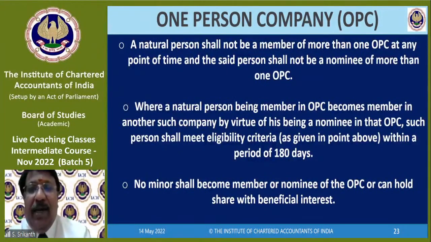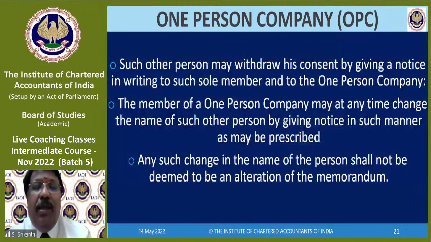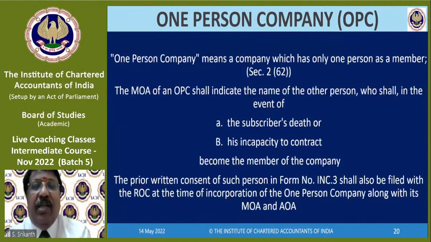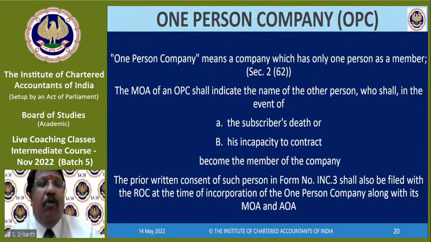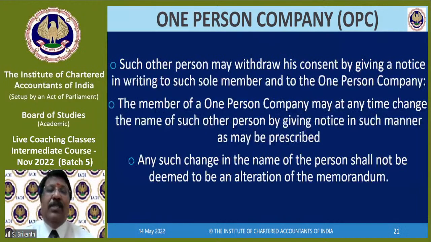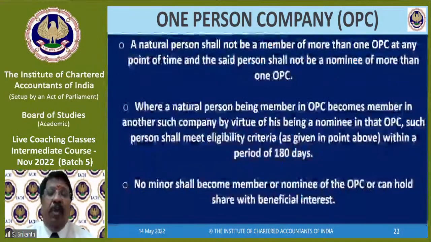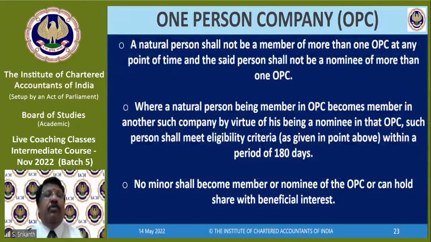Once Abhay dies, in the event of the death, the nominee will become the member of the OPC. Correct. So Varun will become the member of the OPC. Now what they say is an individual shall not be a member of more than one OPC at any point of time. So on the death of Abhay, automatically Varun will become a member by virtue of his being a nominee. Now, immediately you cannot say you are violating.